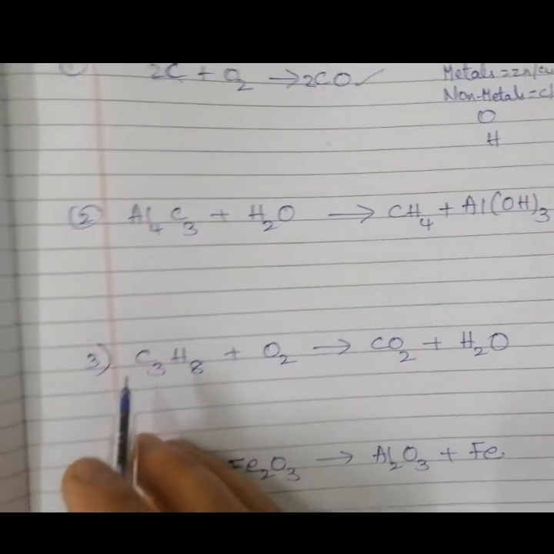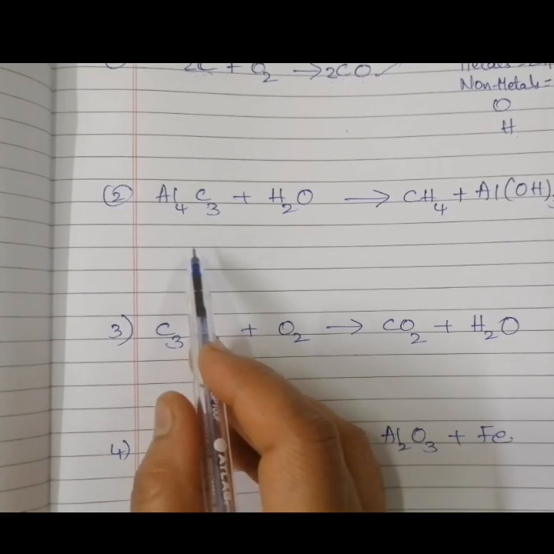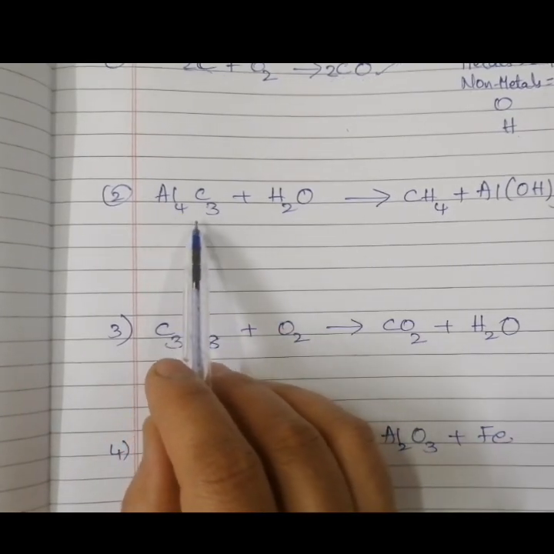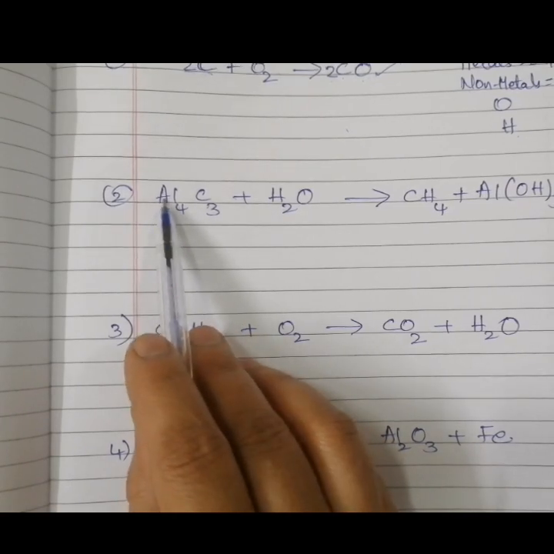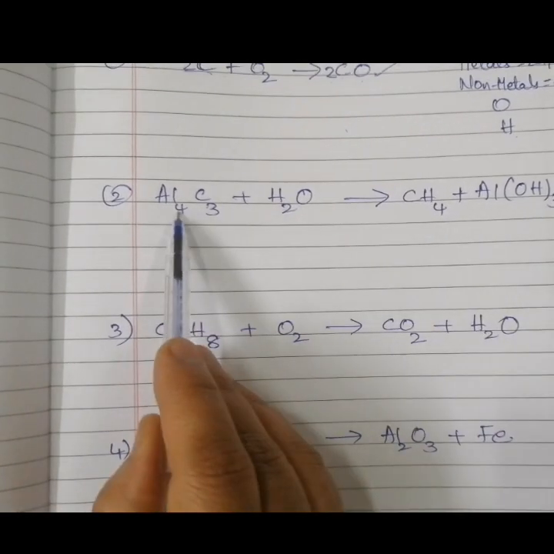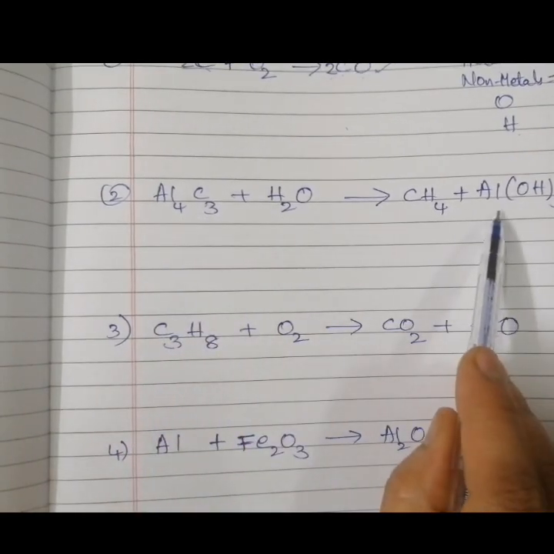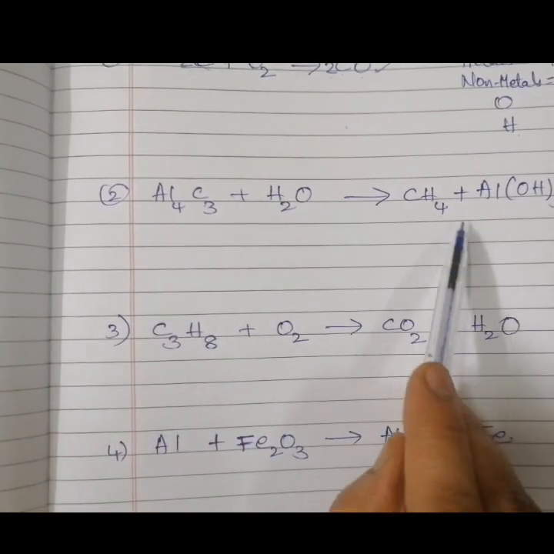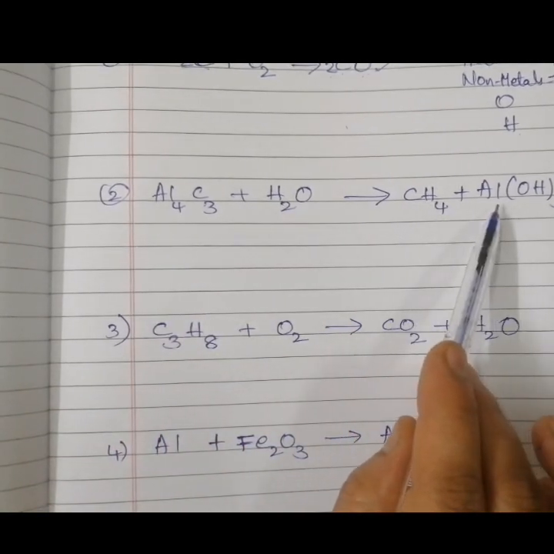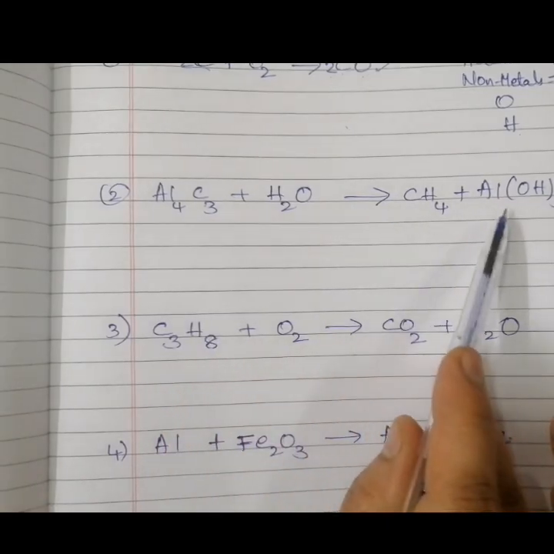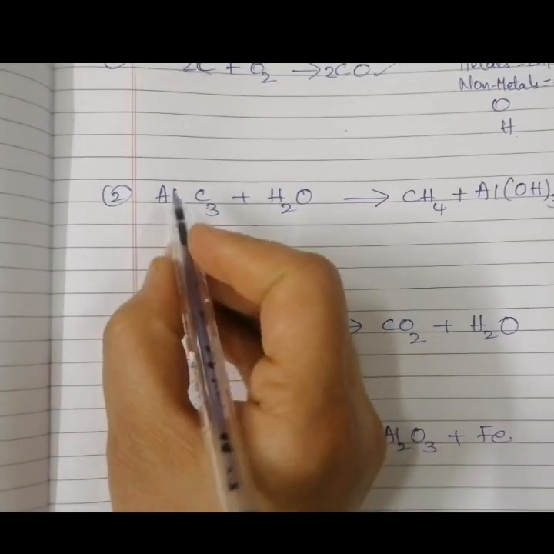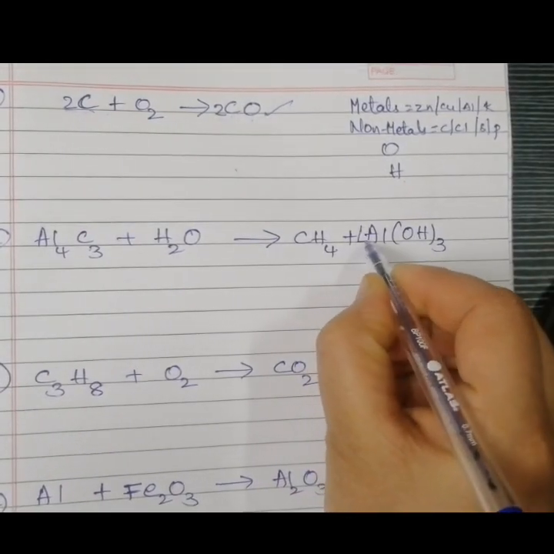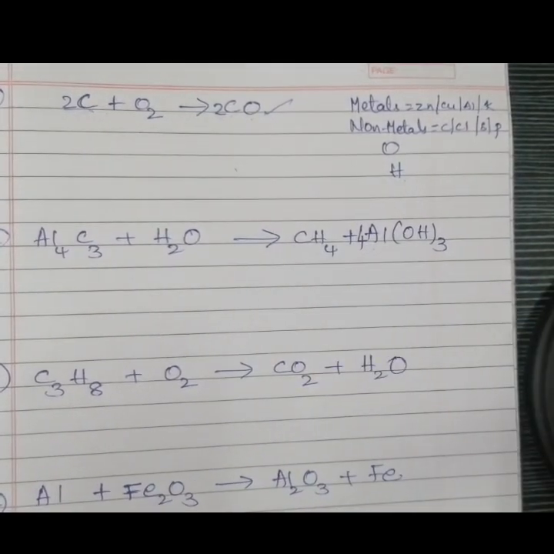Now we'll go to the next equation. Is there any non-metal or metal here? One metal is there, that is aluminium. On the left hand side 4 aluminiums are there, on the right hand side only one aluminium is there. So what will I write here? I will write 4 aluminium here.